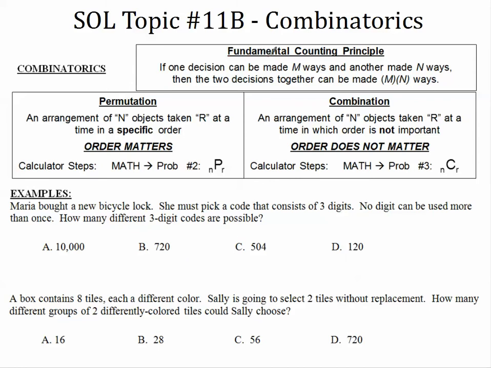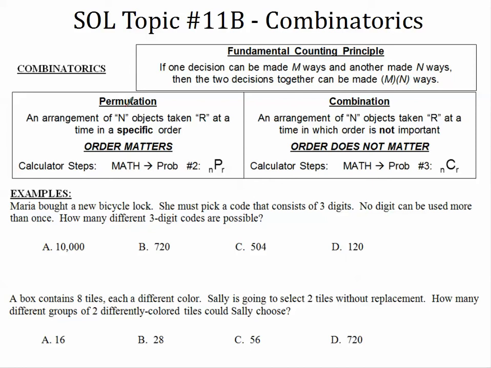First, the fundamental counting principle. If one decision can be made m number of ways and another decision can be made n number of ways, then the two decisions together can be made m times n ways. You take the number of ways each event can happen and multiply those together.